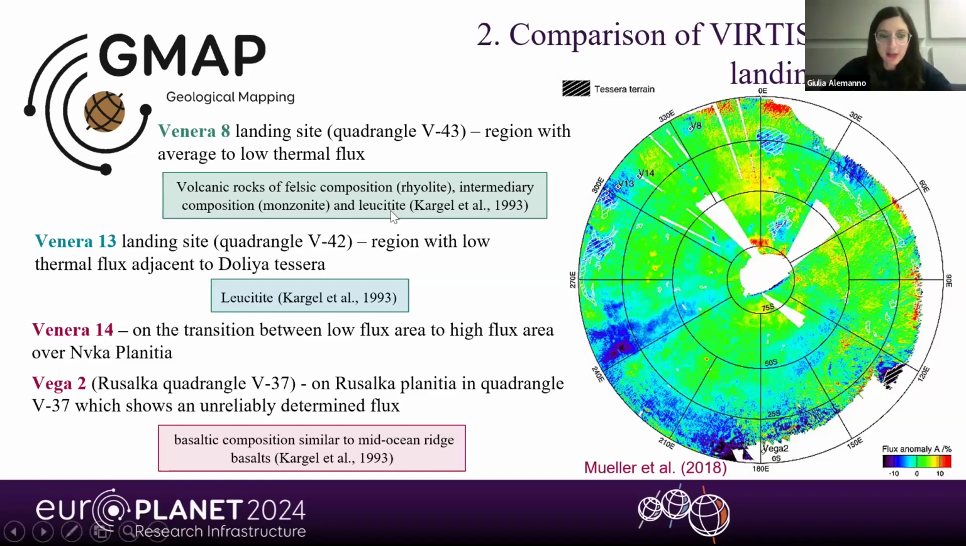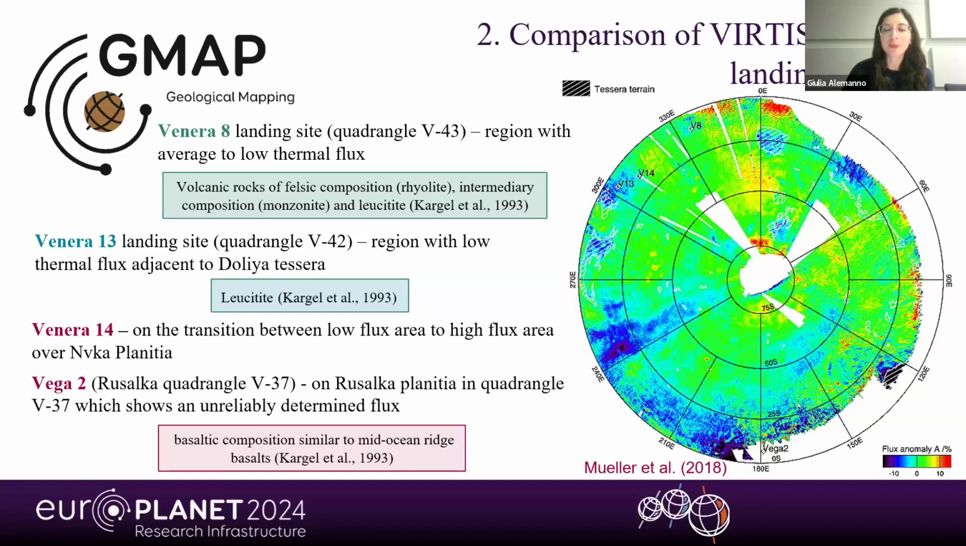In fact, what we can say is that the Venera 8 landing site is located in the V43 quadrangle, and according to VIRTIS data, this is a region where we observe an average to low thermal flux. While Venera 13, which is located in the V14 quadrangle, is in a region with low thermal flux. The Venera 14 landing site is located in a transition between a low flux area and a high flux area, while for Vega 2 we have an unreliably determined flux through VIRTIS data.